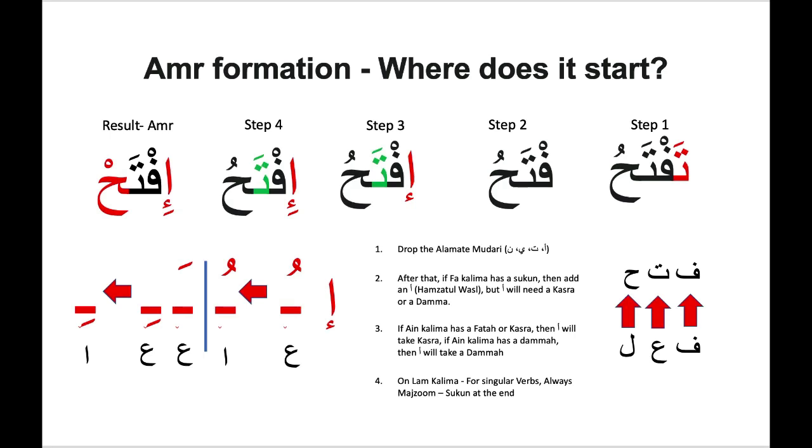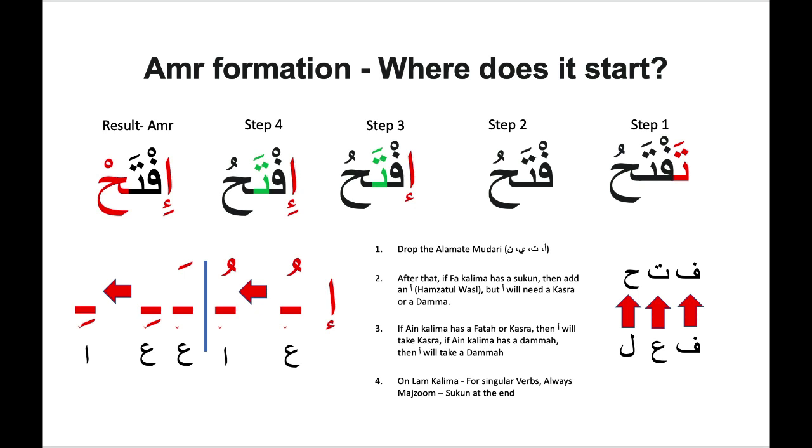So, the first rule is drop the alamati mudari. As you remember, all the prefixes for fi'l mudari are identified by the 4 characters, and they are a, ta, ya, na, ataina. So, taftahu, ta is the alamote mudari, a mudari verb. To make amr, this alamote mudari needs to be deleted. So, when the ta is removed from taftahu, now we have got in step 1, fa with sukun, ta with fatha, and hu with dhamma.